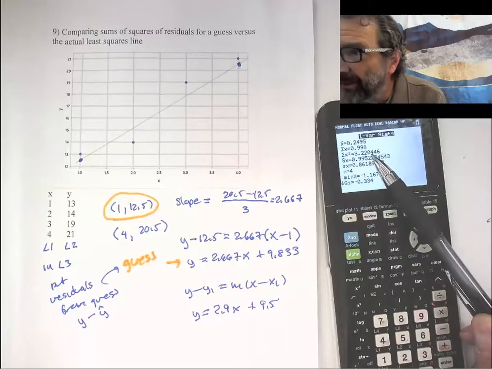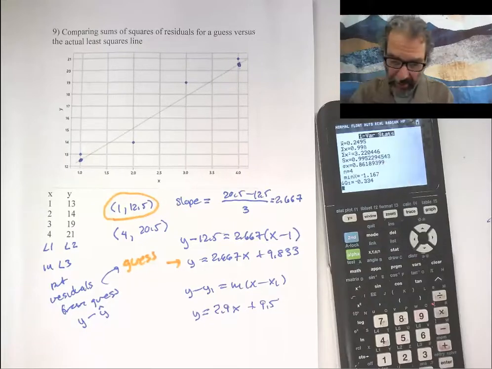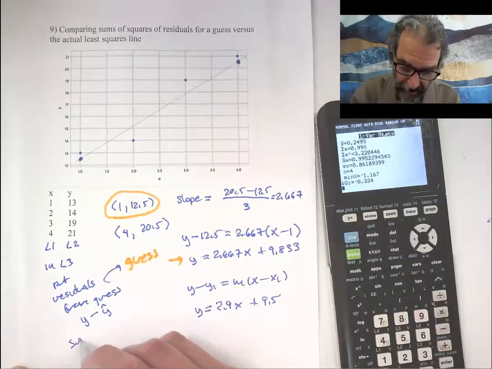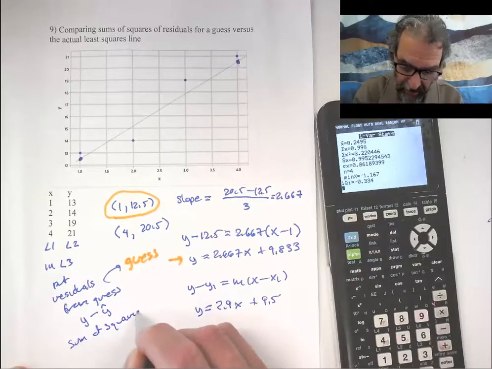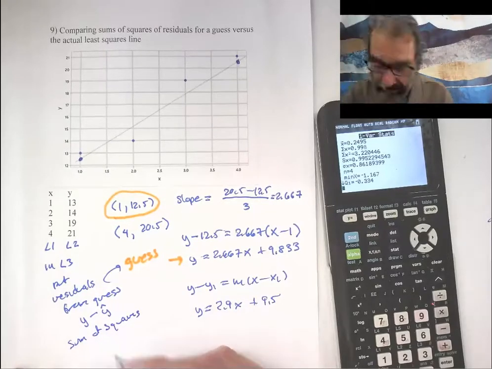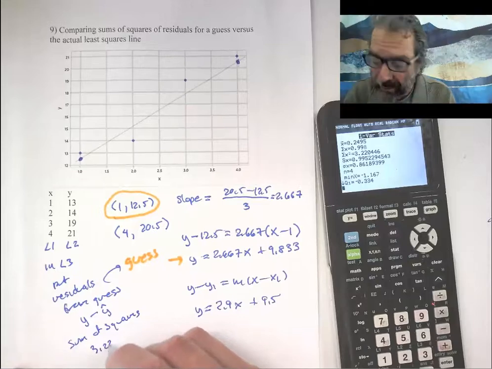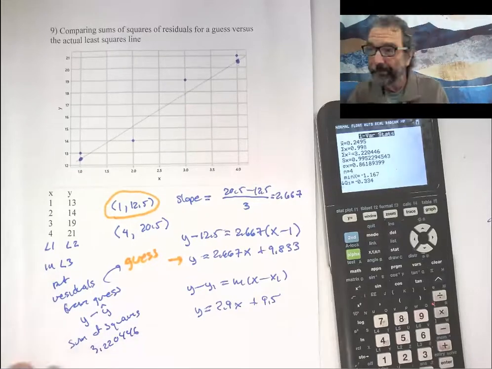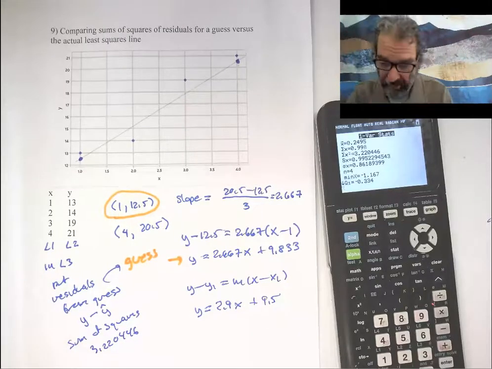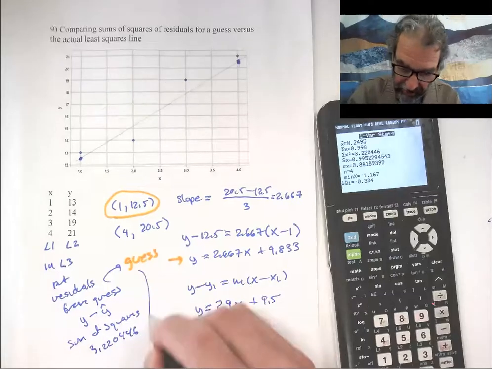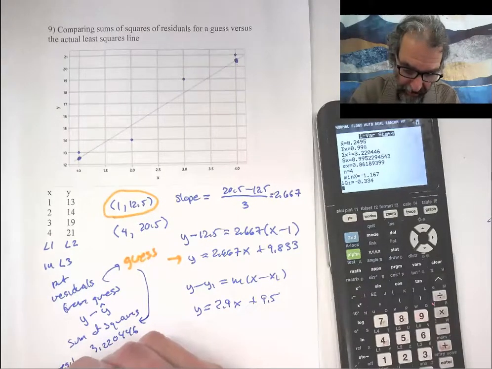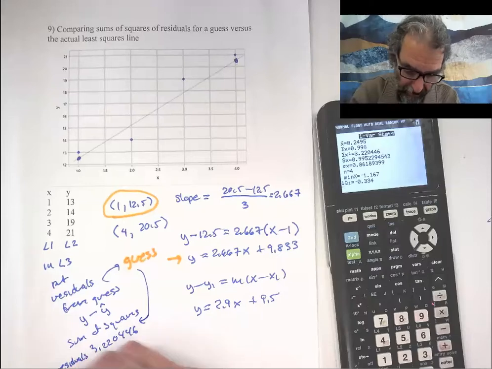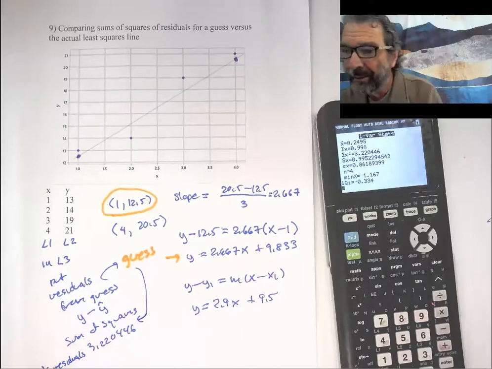So in list 3, I've got those residual values, and so the sum of the squares is 3.220446, like that. Okay, that's for the guess. Sum of the squares of residuals. Kind of cool, we could do it that fast.